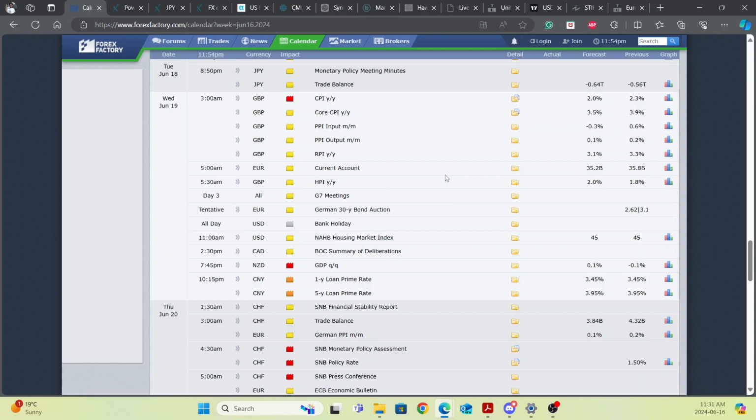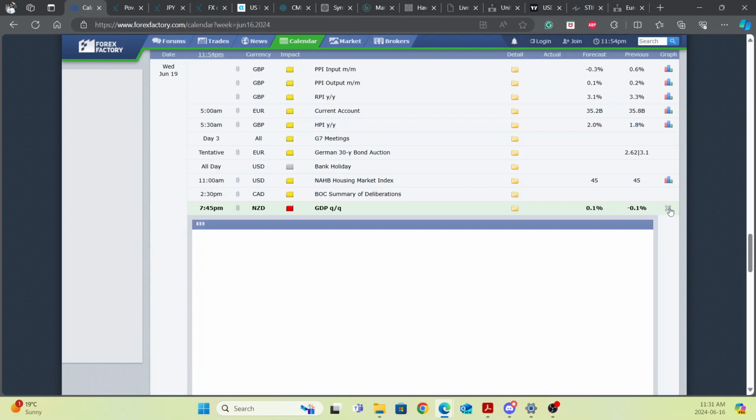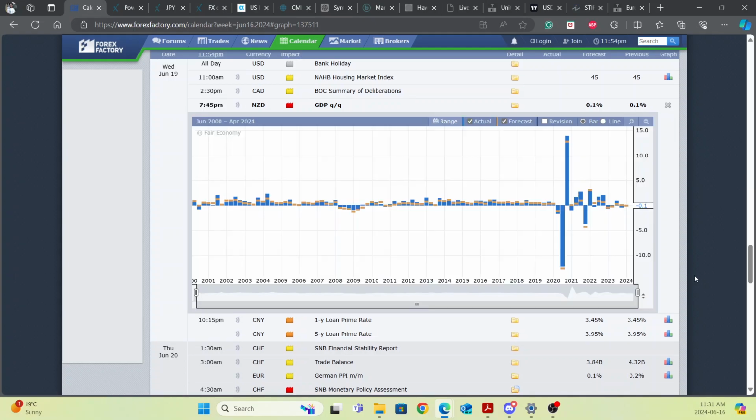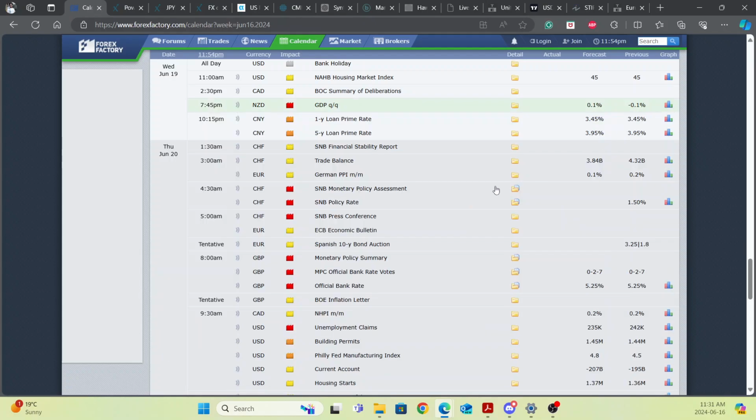Okay, so what next? We are having GDP quarter over quarter, negative 0.1 to 0.1%. This is not something I'm looking to trade. We are also having the 1 year and 5 year LPR. The market is expecting them to stay right where they are right now.